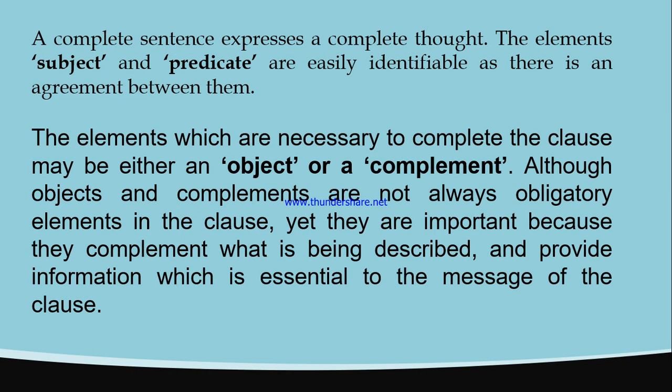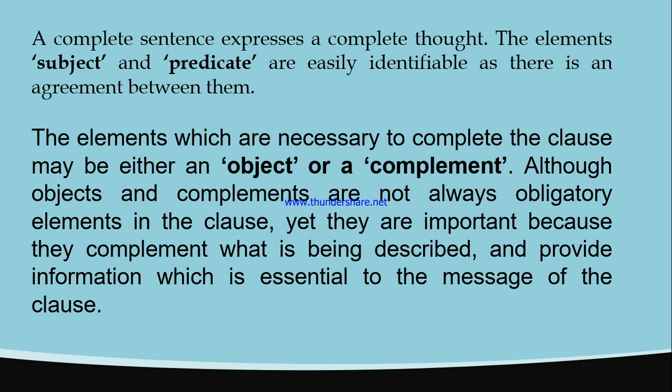A complete sentence expresses a complete thought. The elements subject and predicate are easily identifiable as there is an agreement between them. What are they saying? They're saying a complete sentence expresses a complete thought. जो complete sentence होता है वो आपको complete, it gives you a complete thought. The elements subject and predicate are easily identifiable, और आपको उसमें पता चल जाता है कि sentence का which part is the subject and which part is the predicate.